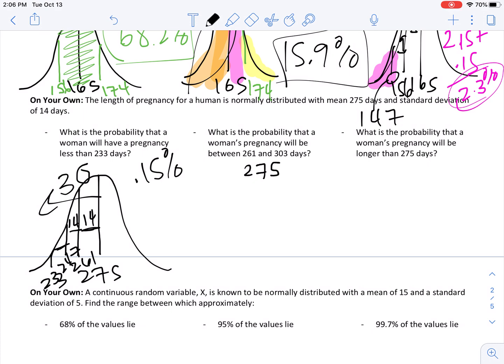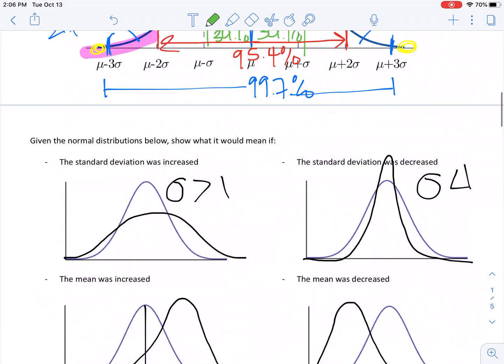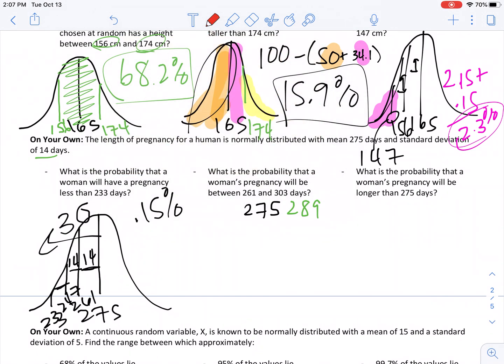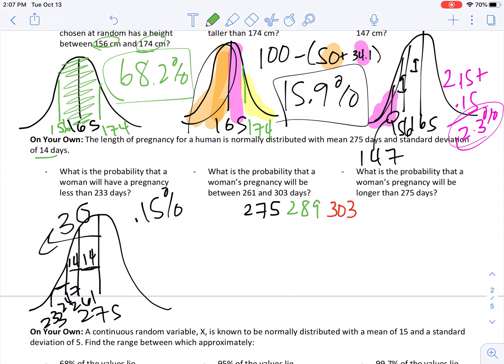If we go out one standard deviation on each side, we're going to add that 14 days, correct? So we will be out to 289. That's one standard deviation. I'm not quite to 303 yet though, so I have to go out one more standard deviation. What color did we do second? I'm trying to stick with it. Red. Okay. So if we went out one more, now we would be at 303. And if we went the other way, one standard deviation, now we're going to subtract on this side, so this would be 261. Okay, so the green is one standard deviation, the red is two.